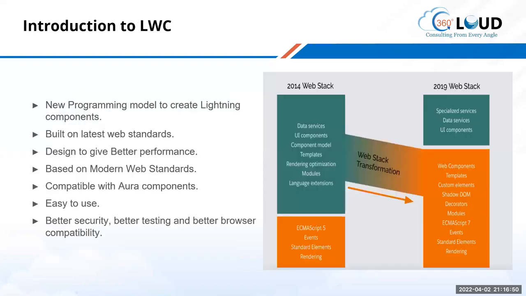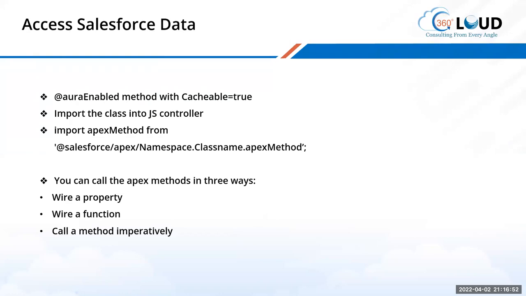Today we are going to learn about calling a method imperatively. Yesterday we saw some examples of how to wire a property, how to access Salesforce data, and how to call an Apex method from the JavaScript controller to the server-side controller. So we learned about two things: wire a property and wire a function.